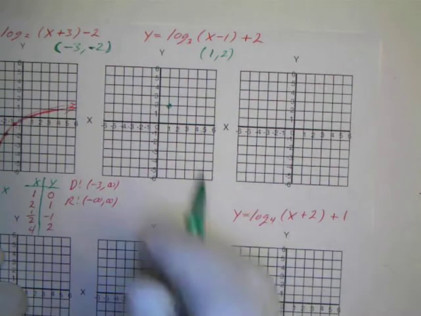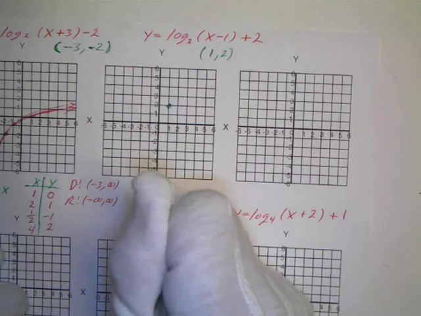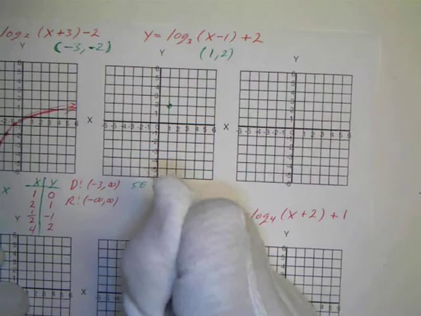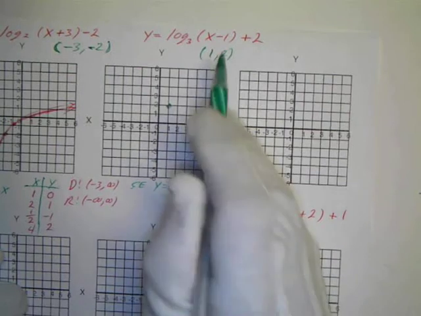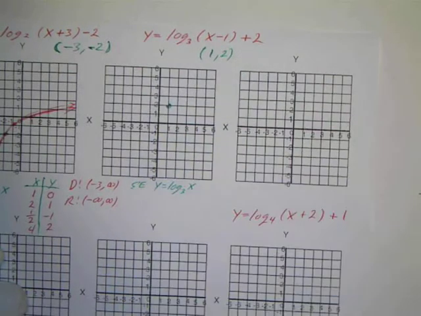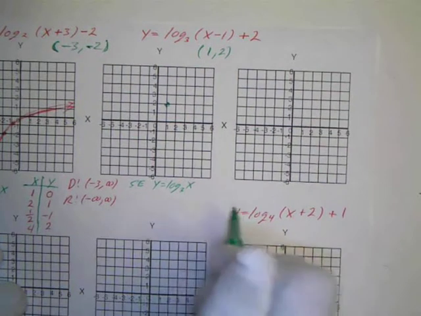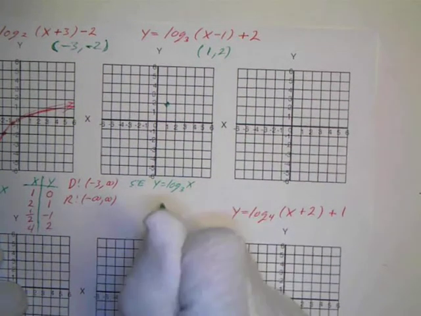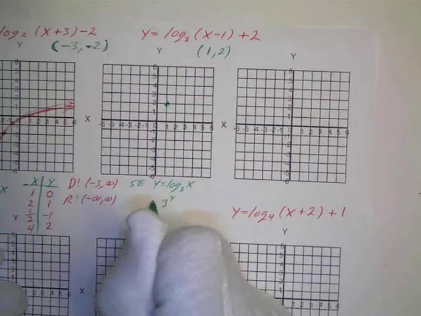Now my shape equation will just be y equals log to the base 3 of x. In other words, everything without the shift, we take out the shift. And then we want to change this to an exponential equation. So our exponential equation, my base is 3. My exponent is y, and my answer is x.